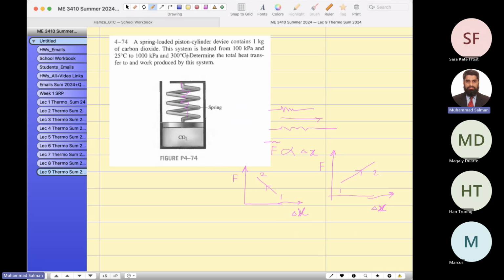Okay, spring loaded piston. This piston spring loaded device contains carbon dioxide, which is 1 kilogram. The mass of carbon dioxide is 1 kilogram. The system is heated, so we supply heat. Heat is going inside the system. This is my system, heated from an initial pressure of 100 kilopascals and a temperature of 25 plus 273 to convert it into Kelvin.